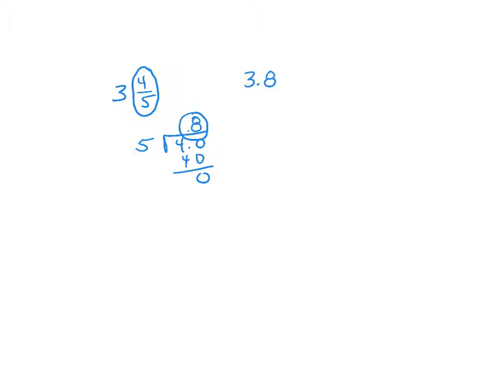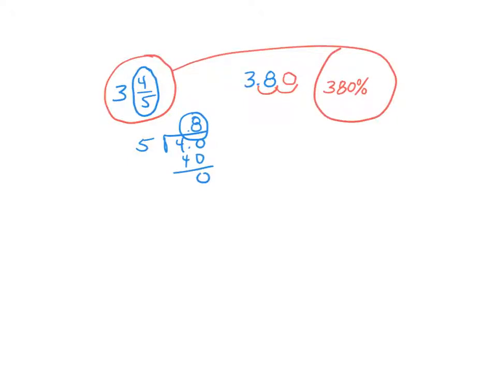Now I need to change that into a percent. I'm going to move the decimal point over 2 spots. In order to move it over 2 spots, I'm going to have to add a 0 after the 8. So I'm going to get 380%. So that means that 3 4/5, the mixed number, is 380% as a percent.